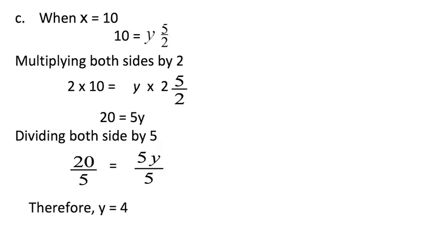20 divided by 5 is 4. Therefore, the final answer, which is the value of y when x equals 10, is 4. Our final result there is y equals 4, which is the final answer.